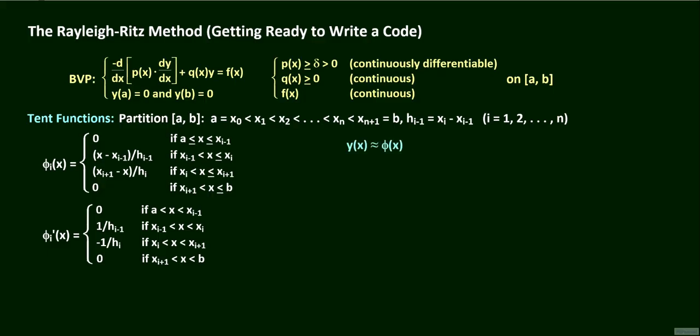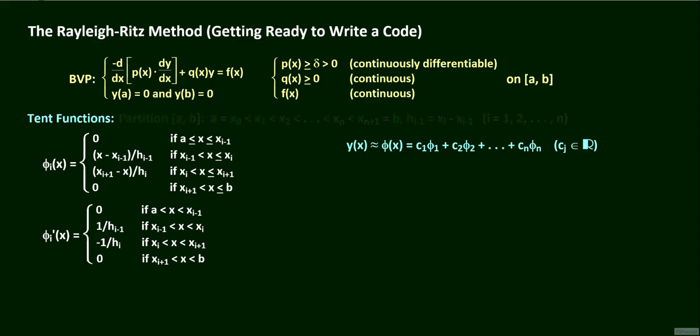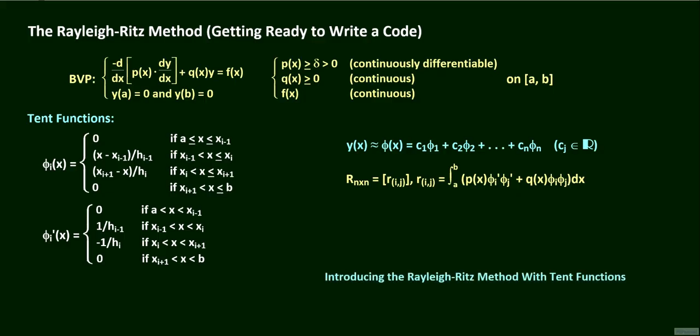If phi of x is the approximate solution to the boundary value problem, then phi of x is given by this sum, where each c sub j is a real number for j equal to 1 to n. We can solve for the c sub j's from a system of equations that we write as a matrix system. Let the coefficient matrix of this matrix system be the n by n matrix R, whose entries we designate as lowercase r sub ij. The entry r sub ij is given by this integral formula. We had shown how one can derive this well-known formula in another video whose title is Introducing the Rayleigh Ritz Method with Tent Functions. We are including a link to that video in the description of this video lecture.